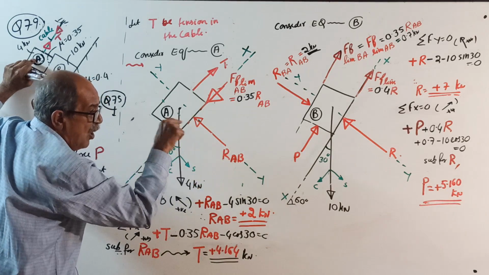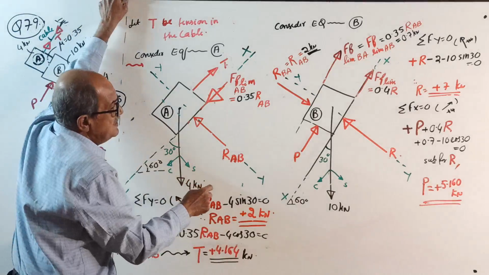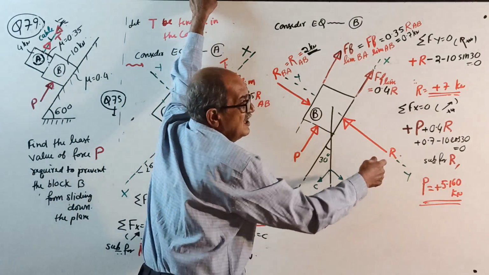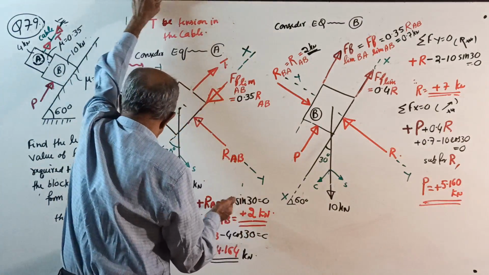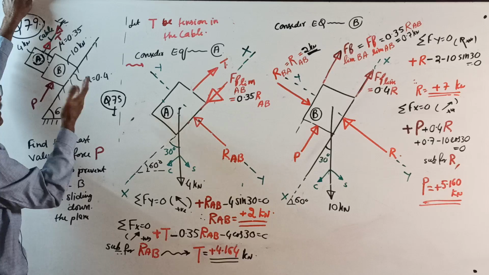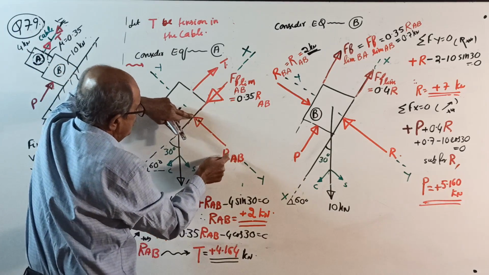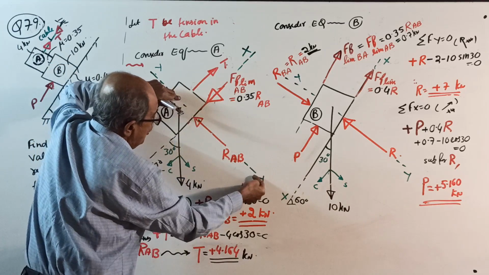The first suffix is on what? The second suffix is from where? Why is there no suffix here? Because here the second is a surface. There is only one block on this plane, so you don't require a suffix. Here two blocks are there, so it is the normal reaction on block A from block B.